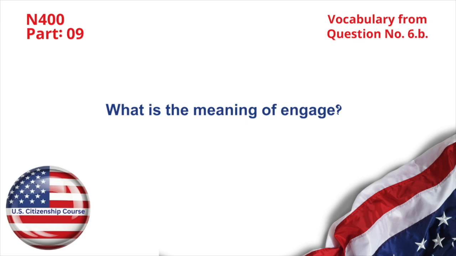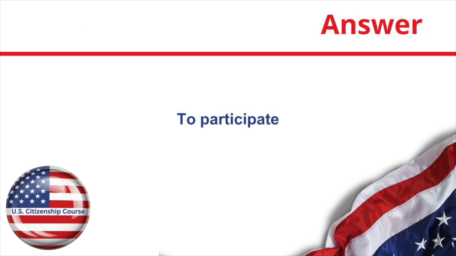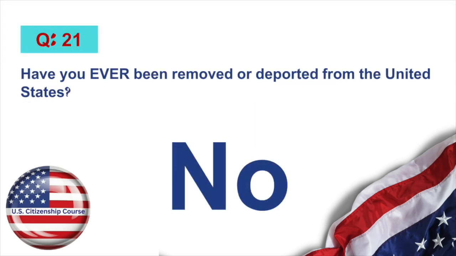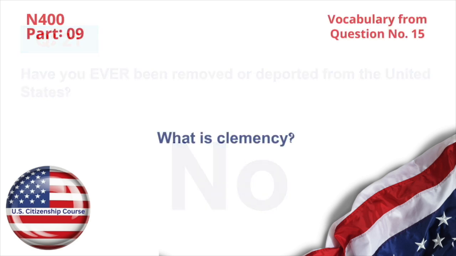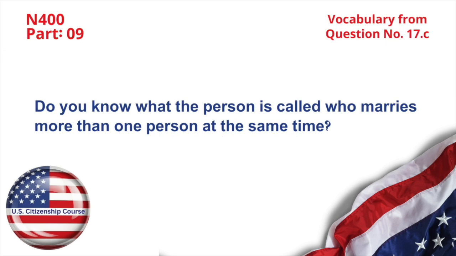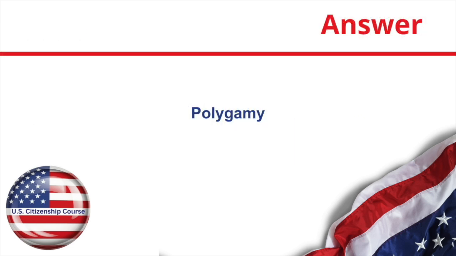What is the meaning of engage? To participate. Have you ever been removed or deported from the United States? No. What is clemency? Reduce a sentence. Do you know what the person is called who marries more than one person at the same time? Polygamy.